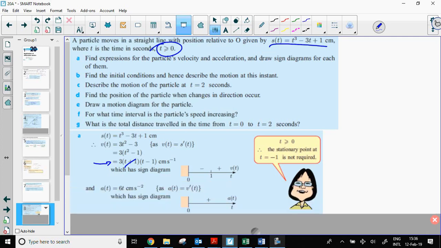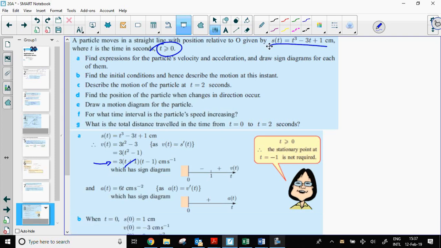That means we need to differentiate again to get acceleration, which is just going to be 6t. Awesome. So that's only going to be equal to 0 when t is 0. So that makes its acceleration positive all the time. Marvelous. Part B, find the initial conditions. So what's s of 0, v of 0, and a of 0?